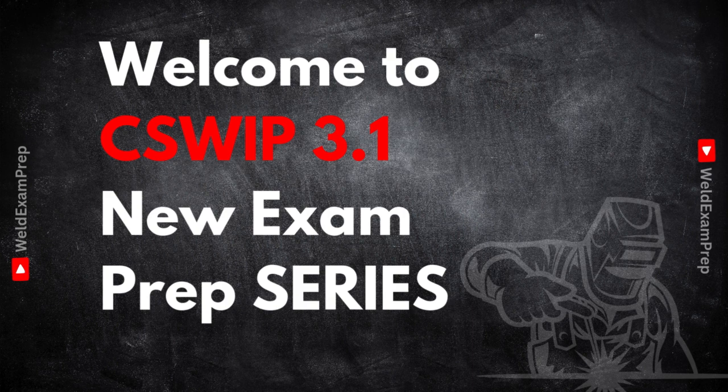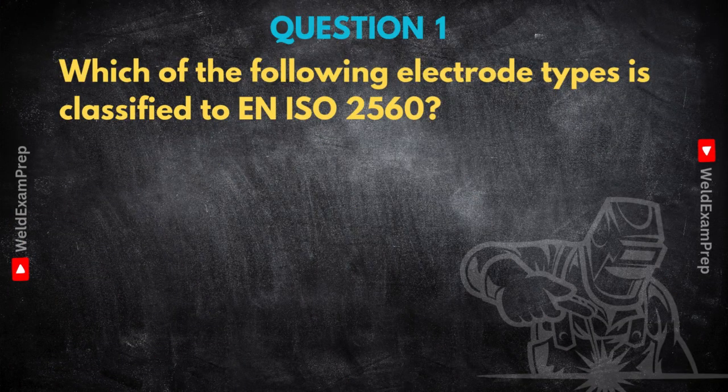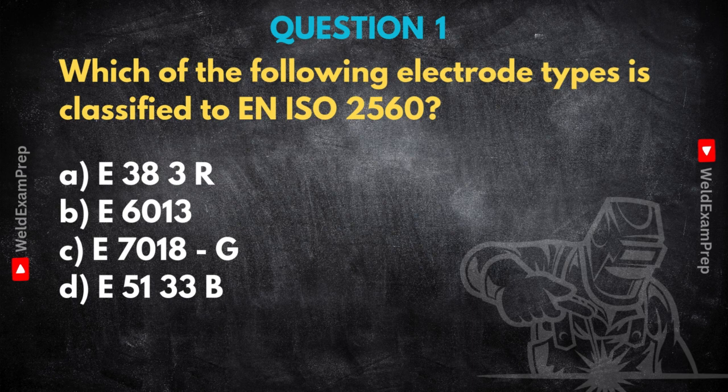Okay, sounds good. Let's kick things off with electrode classification. It's fundamental. Crucial stuff. So the first question asks, which of the following electrode types is classified to EN ISO 2560? And the options are A, E38 3R, B, E6013, C, E7018G, and D, E5133B. Right. Good mix there. So thinking about that specific standard, EN ISO 2560, the one that fits is option A, E38 3R.